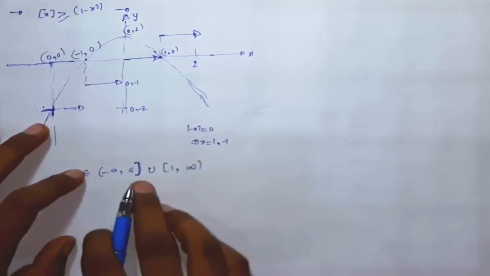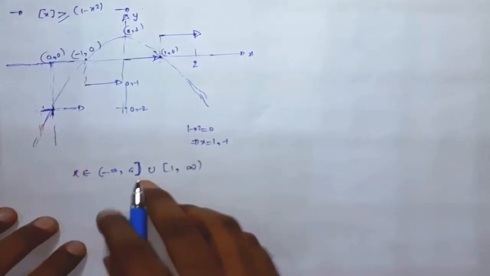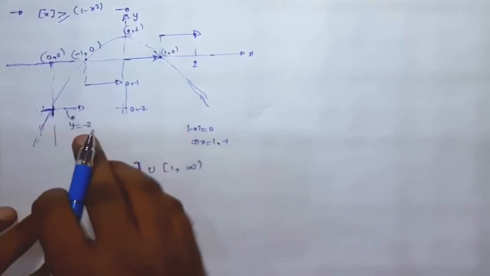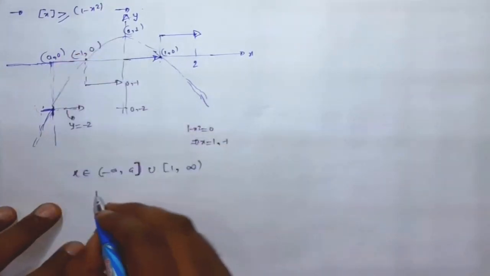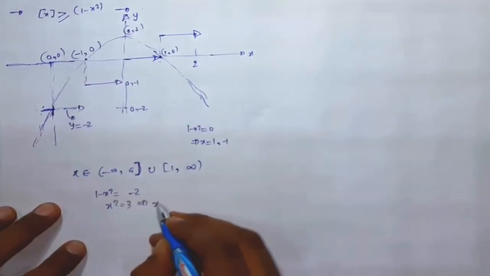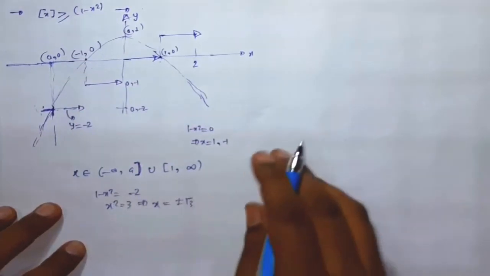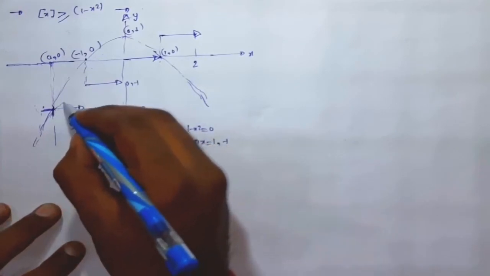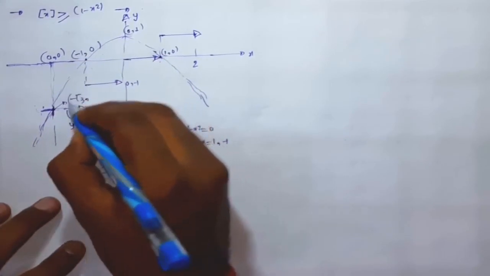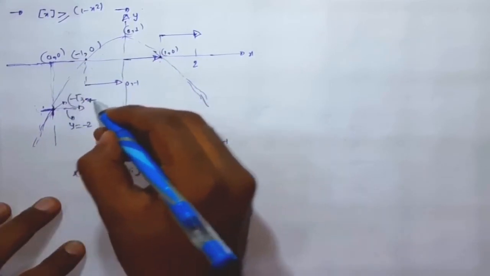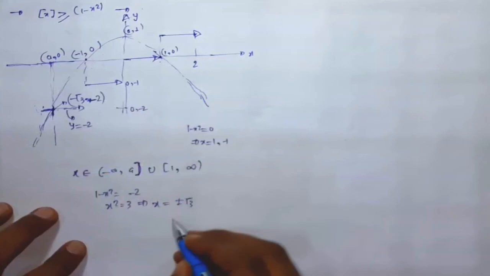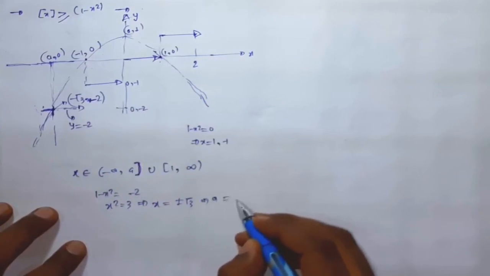How will we calculate the value of a? This is actually y equals minus 2. We put y equals minus 2 in 1 minus x square: 1 minus x square equals minus 2, x square equals 3. That means x will be plus minus root 3. So this point will be minus root 3 comma minus 2, sorry. So the value of a will be minus root 3, because it's on the negative side.